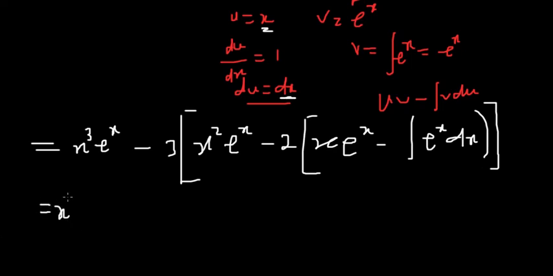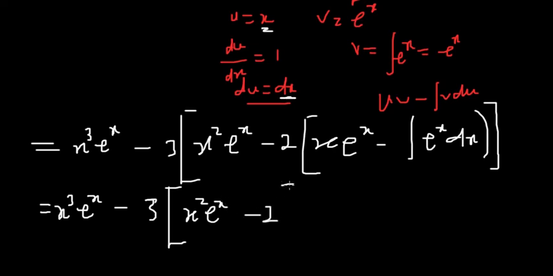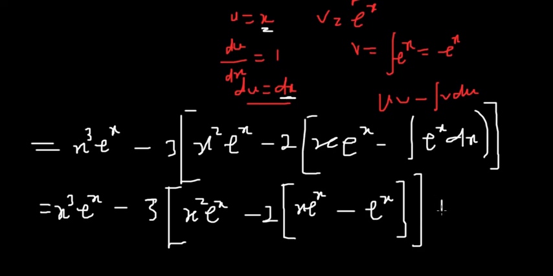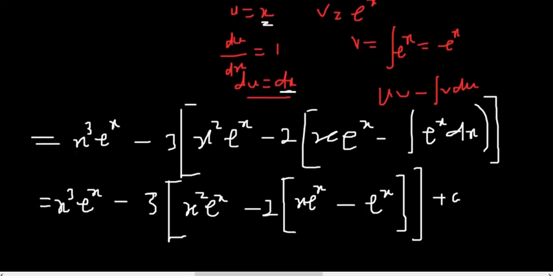So we have x exponent 3 e exponent x minus, let's bring the 3 out, and then we have x exponent 2 e exponent x minus 2, and then you open the brackets. You have x times e exponent x, so that's this one. So minus, let's take the integral of e exponent x. So when you take the integral of e exponent x, you end up with e exponent x. So you can choose to ignore the plus c, or you can just bring it. Most definitely you will need it, okay.